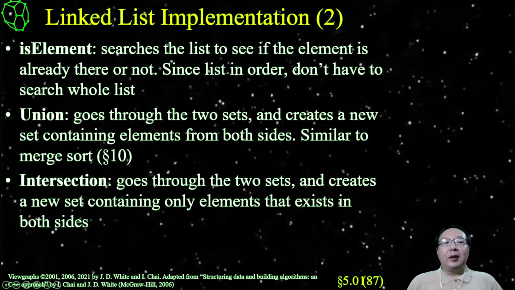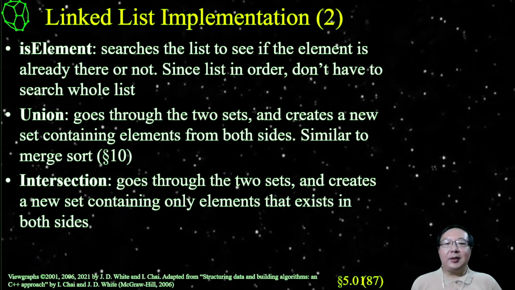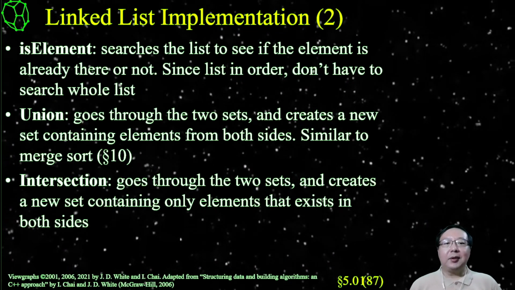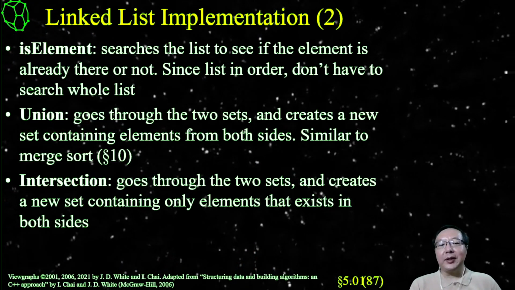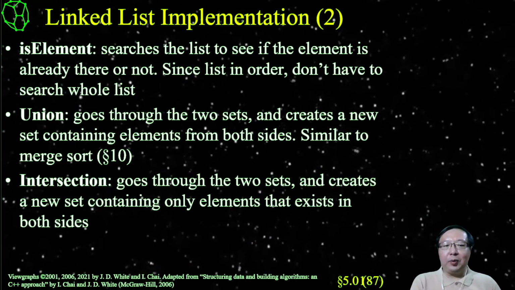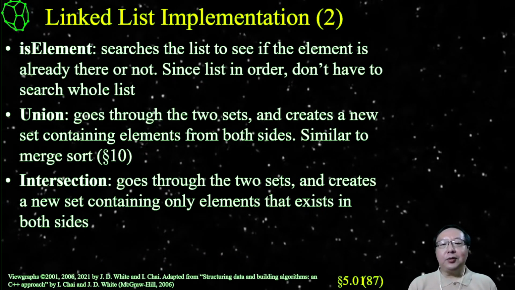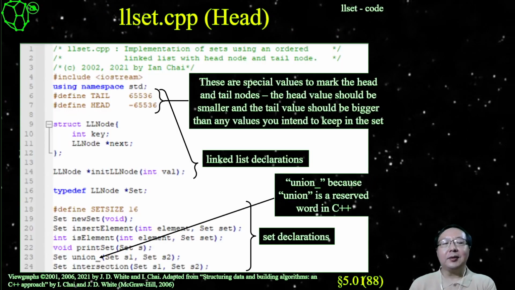Is element searches the list to see if the element is already there or not. Since the list is in order, we don't have to search the whole list. Union goes through the two sets and creates a new set containing the elements from both sides. So it's similar to merge sort that you'll see later. And intersection goes through the two sets and creates a new set containing only elements that exist in both sides.